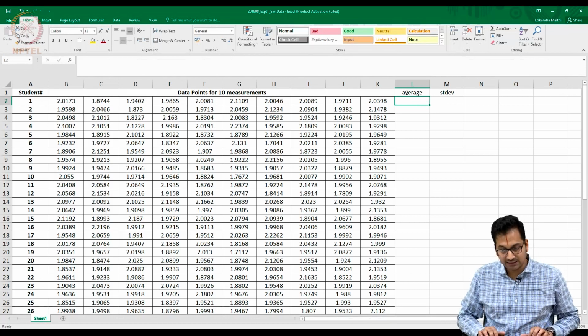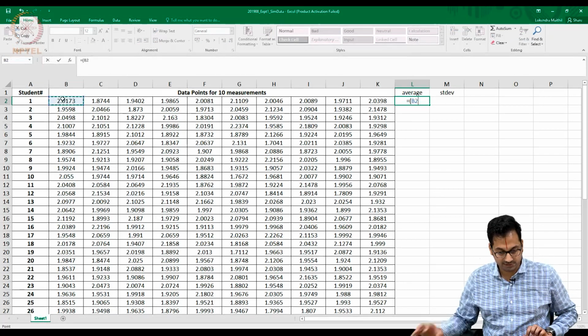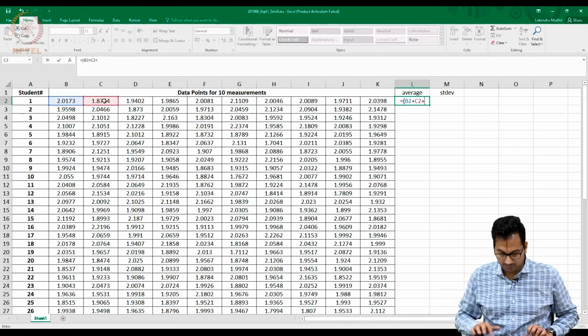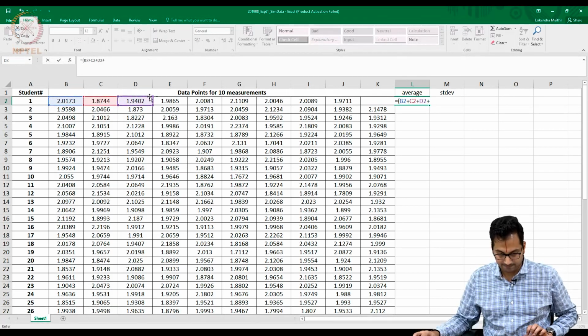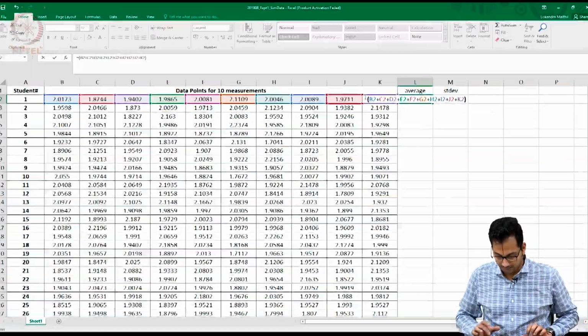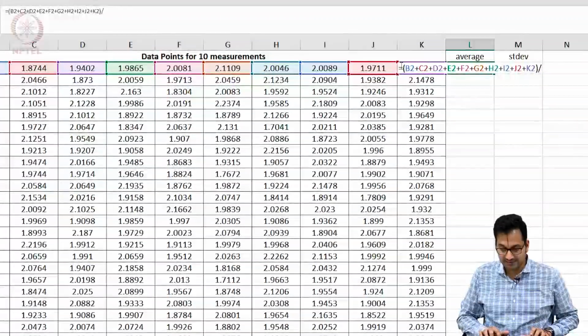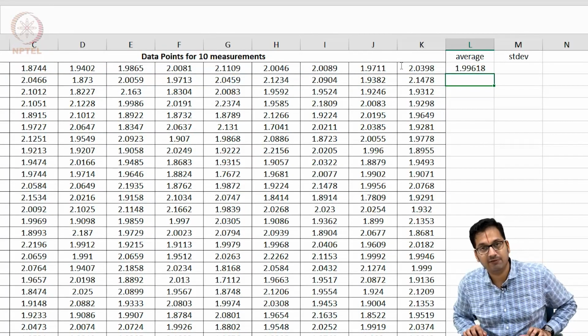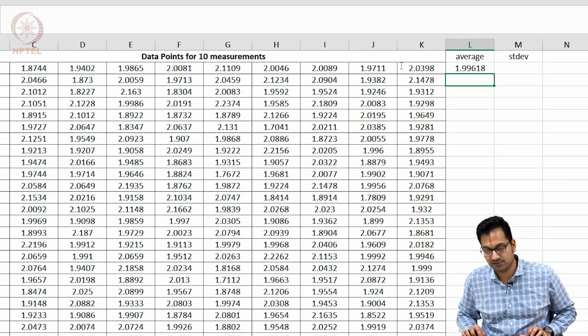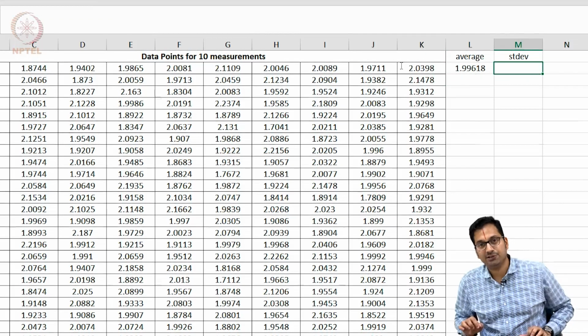So, the average basically is nothing but the sum of each one of these, which can be done by the sum in this fashion, divided by the total number of measurements, in this case 10. So, that will be the average, and you get a number like 1.9962.